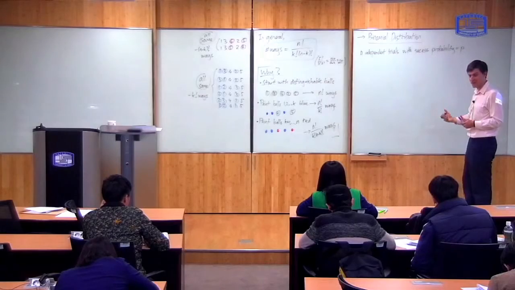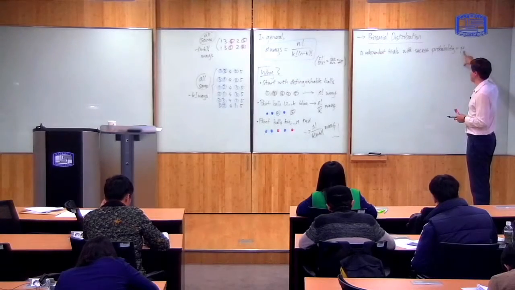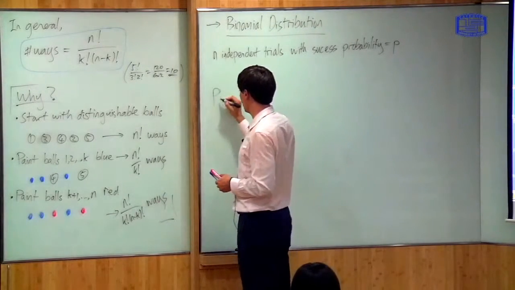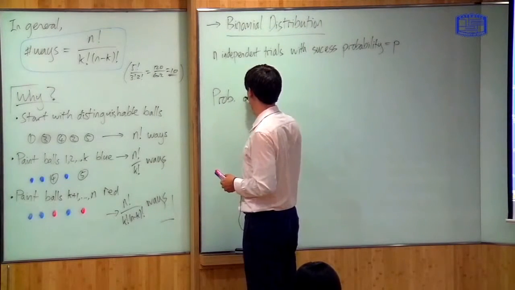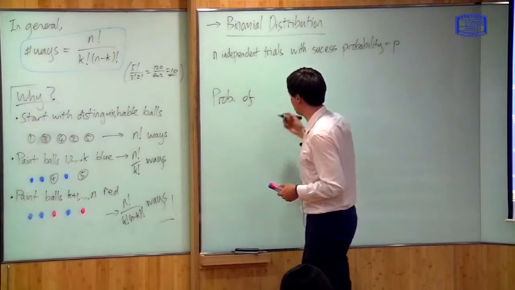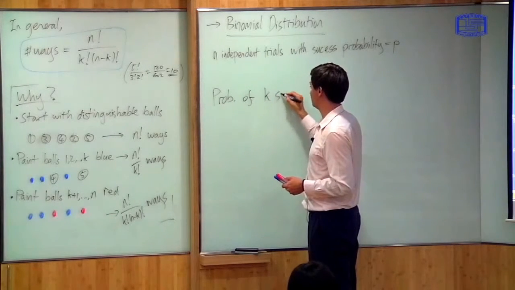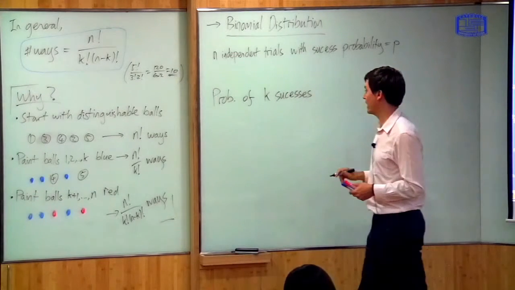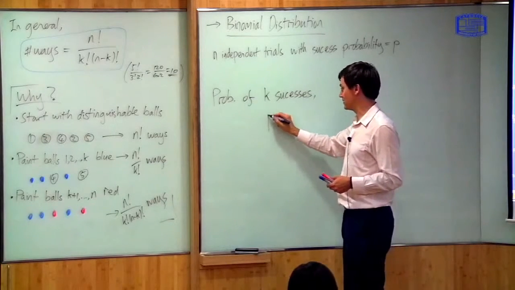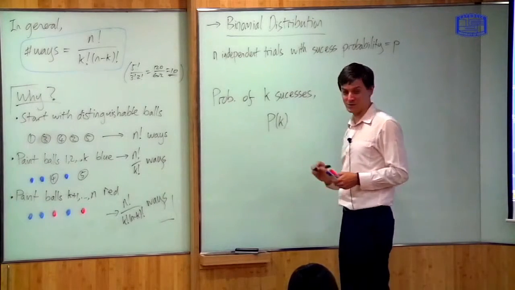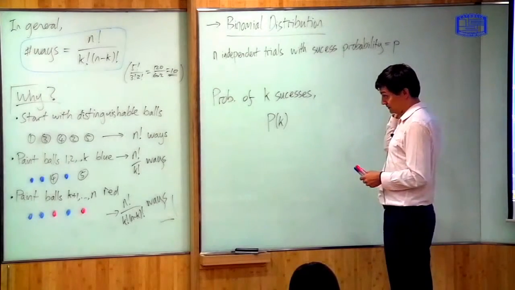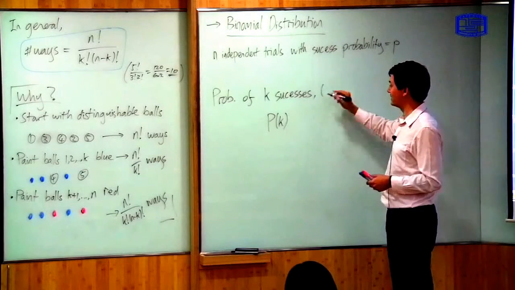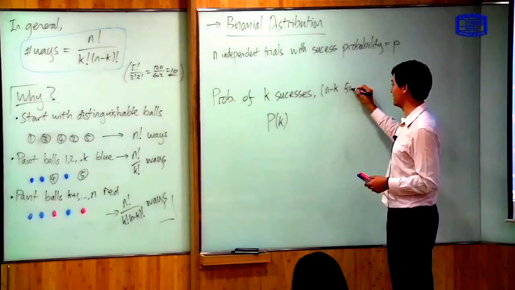So we try something n times. Each time we try, the probability that we succeed is p. And you want to know what's the probability that after trying n times, you succeed k times. The probability of k successes, this is the binomial distribution P of k. Okay. Well, if we have k successes, then we must have n minus k failures.